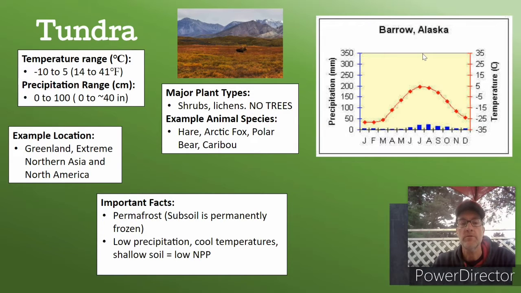Another important fact about tundra, and something to remember, is the permafrost. As we said, the temperature barely gets up above freezing, and because of that, the ground remains frozen. Frozen in there is all the organic matter that's built up over time as the lichens and the shrubs die, and it traps those carbon molecules.